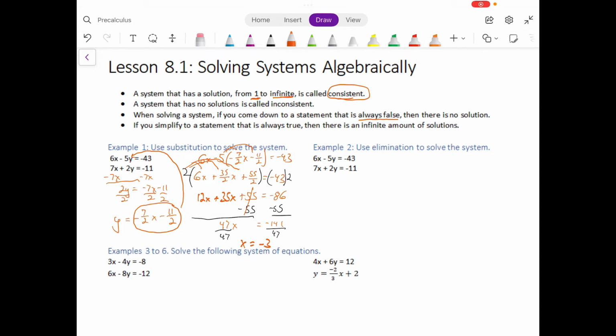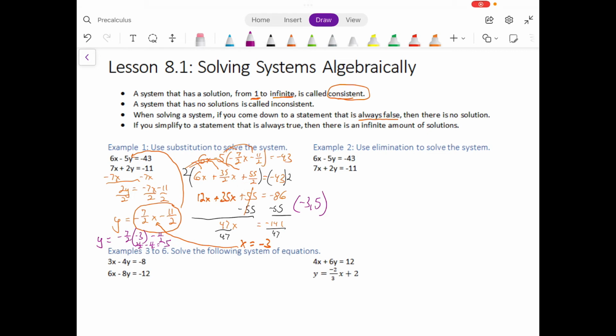And then we plug that back into any of the equations, but we'll just plug it in right here. So we have y equals -7 halves times -3 minus 11 halves. Sorry, it's not 10 halves, we're multiplying. So 21 halves minus 11 halves is 10 halves, which is 5. And so our solution is -3, 5.